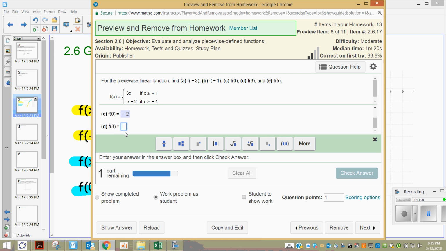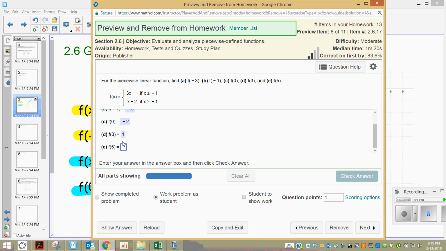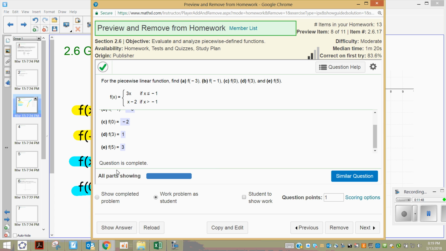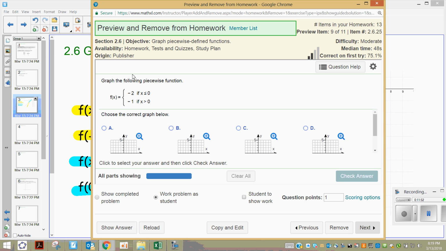3 is also greater than negative 1, so I will use that second piece again. So plugging in 3 minus 2 is going to be positive 1. And again, 5 is greater than negative 1, so I will still use that second piece. 5 minus 2 is 3. All right, so that's that one. Let's go on to another one.